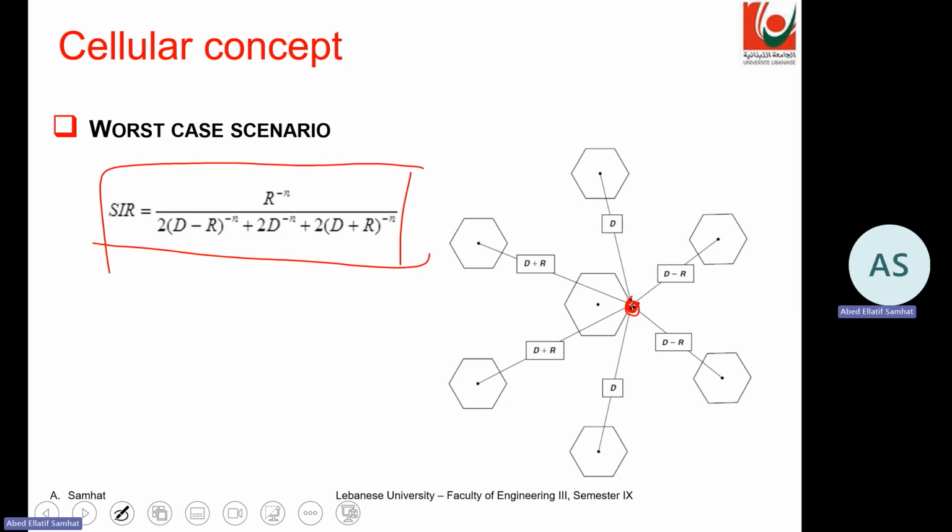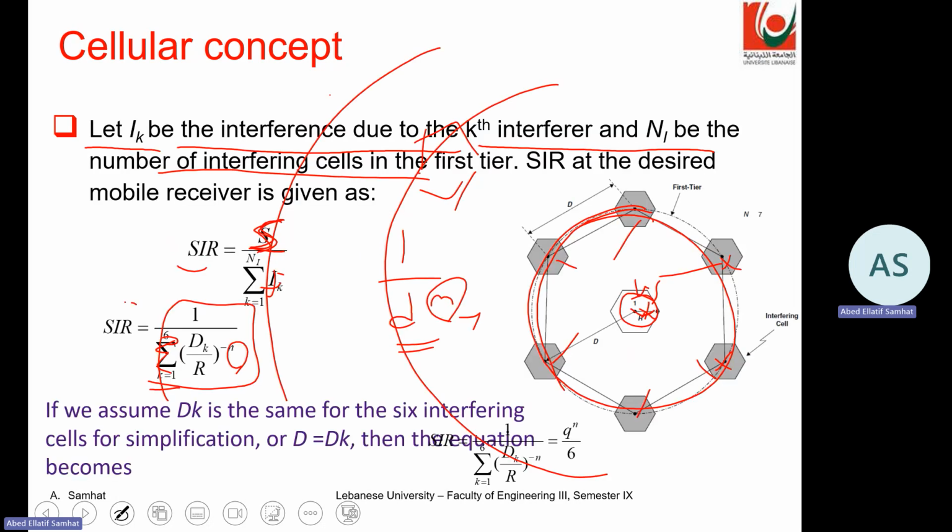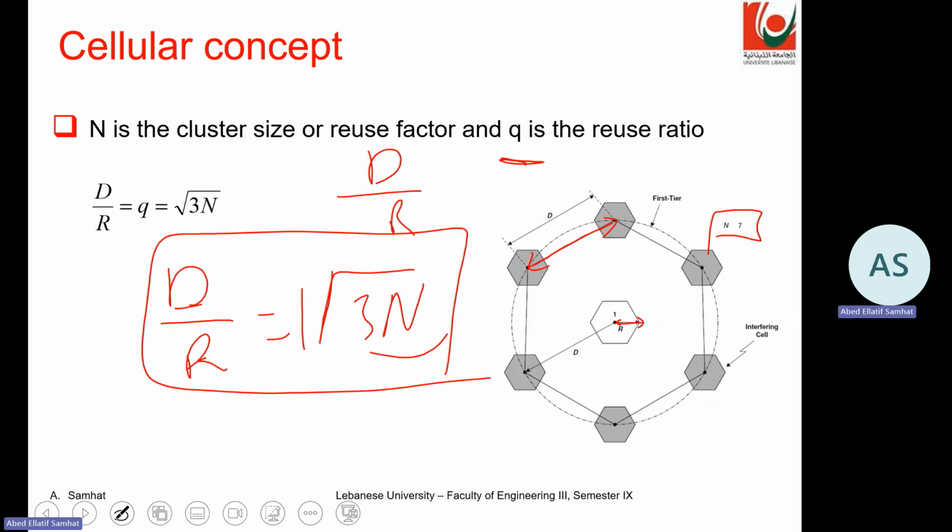So when we have a formula like this, for a given service, if we should respect a certain signal to interference ratio for a given radius of the cell, we are able to find the distance, or to define the cluster size. That's why it's very important to know this cellular concept. Based on the SIR, we can find the Q, and we can find the cluster size, for example, or whatever.